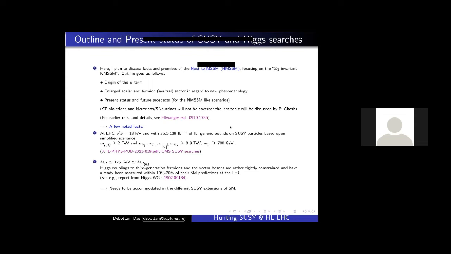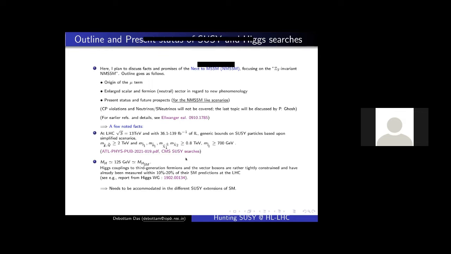And there is another interesting thing, which is the standard model like Higgs boson. We know that the discovered Higgs boson is almost standard model like. Specifically, its couplings to third generation fermions or vector bosons are rather tightly constrained and have already been measured within 10 to 20% of the standard model prediction at the LHC. Though its couplings to the first two generations can vary a little bit and are much more relaxed, so there one can have non-standard model like couplings. But what I could say is that in any supersymmetric standard model, one has to accommodate this 125 GeV scalar with almost standard model like couplings.